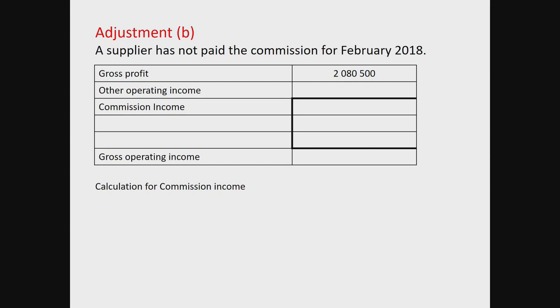It says that a supplier has not paid the commission for February, meaning that the company has not received the commission for February. So it means that the company has only received the commission for 11 months. Okay, let's just have a look quickly.